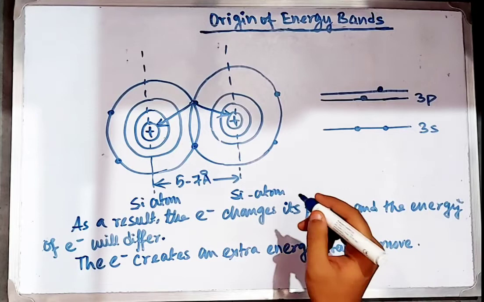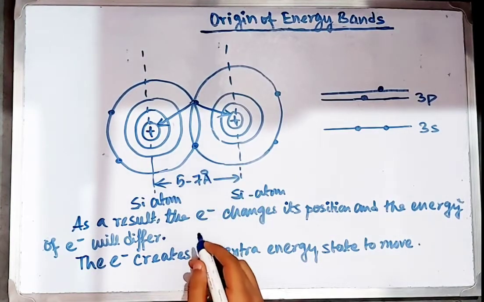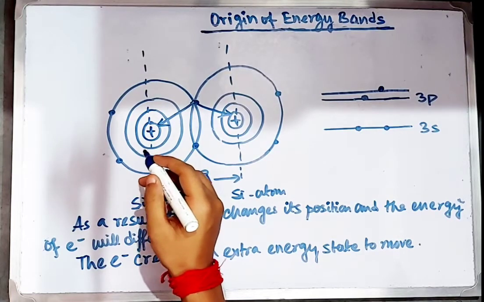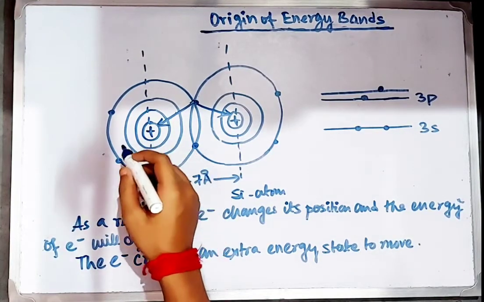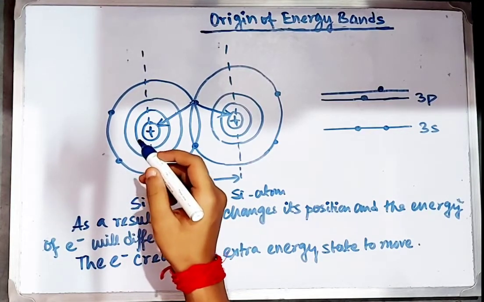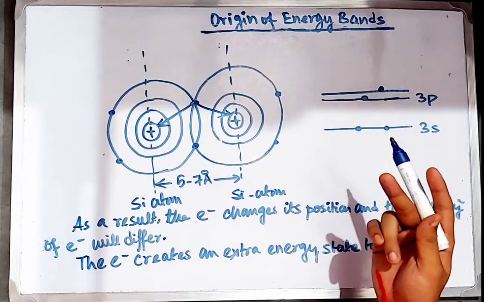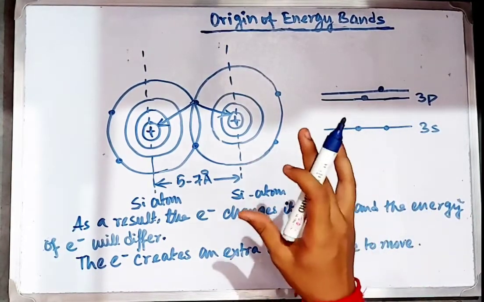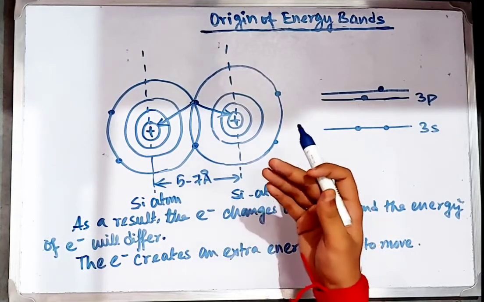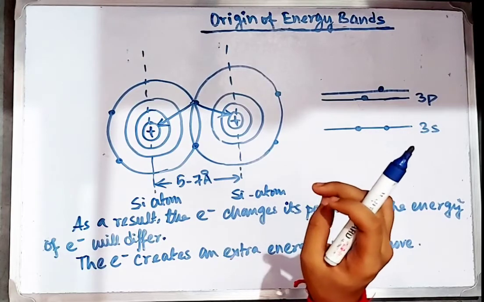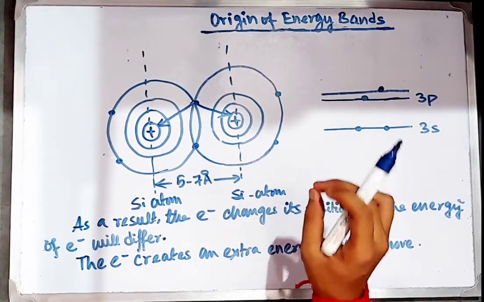But if I talk about a solid crystal, then obviously it is not just two atoms. There must be millions and millions of atoms present in that solid crystal. As we are only dealing with these two atoms here, this valence shell is getting split into two energy states. But if I am talking about millions and millions of atoms in a solid crystal, then there must be millions of energy states which slightly differ from each other, and each energy state will have an electron.